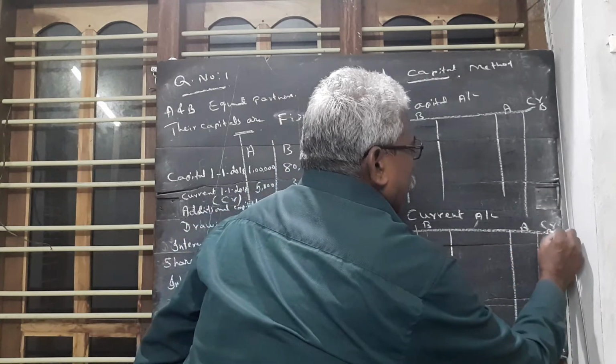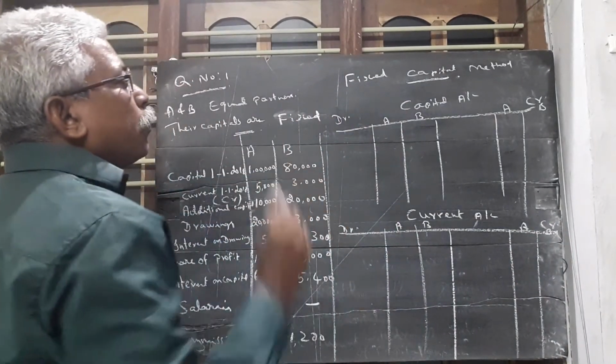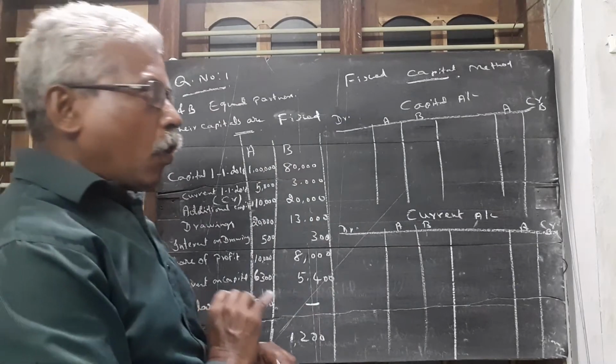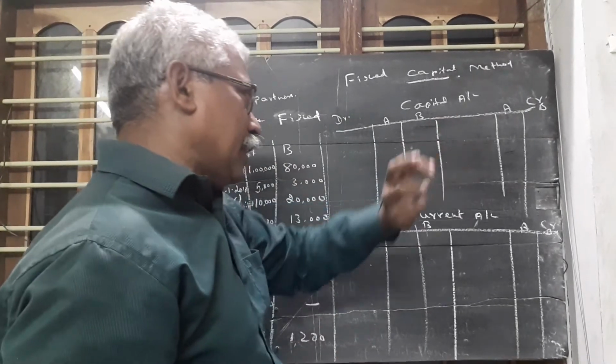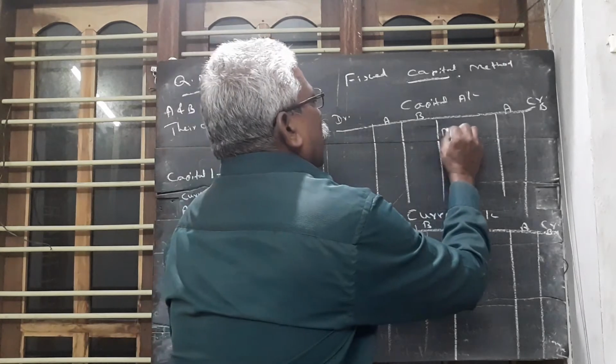Then in the capital account, normally all the information comes on the credit side. By balance brought down.